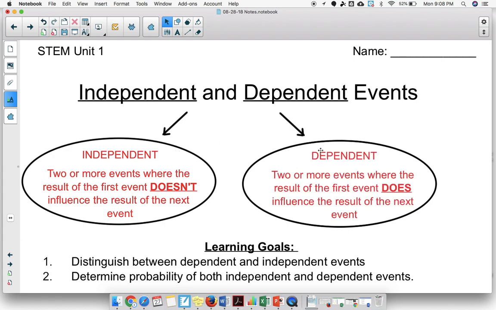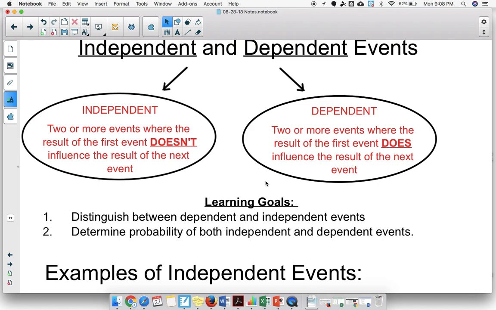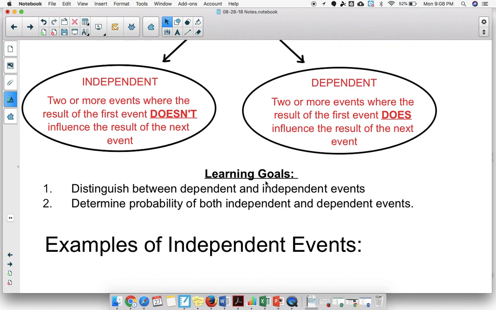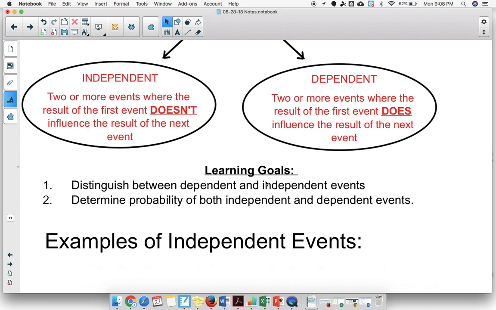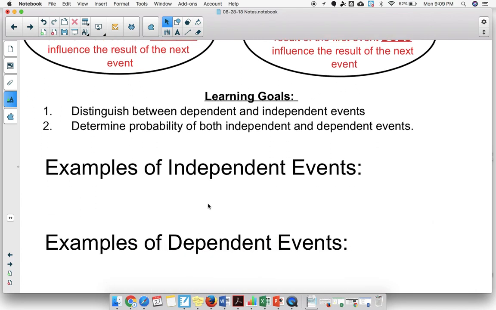That's a little bit different than dependent events, where whatever happens in the first situation affects what happens on the second event. And those are considered dependent. And we'll look at some examples here for both of those. If I get ahead of you in the video, feel free to pause it and record the notes.